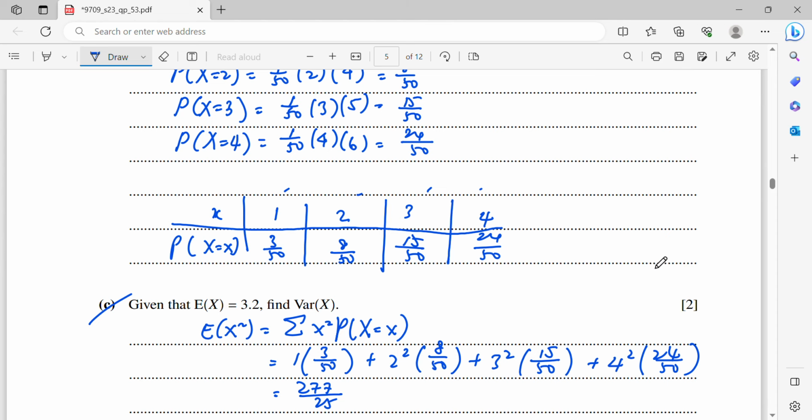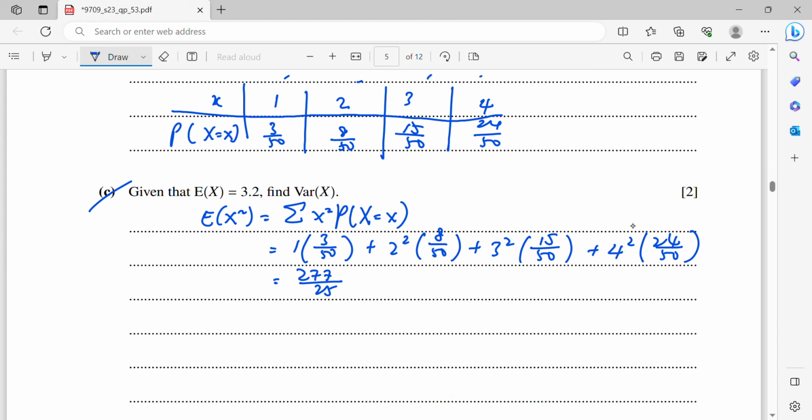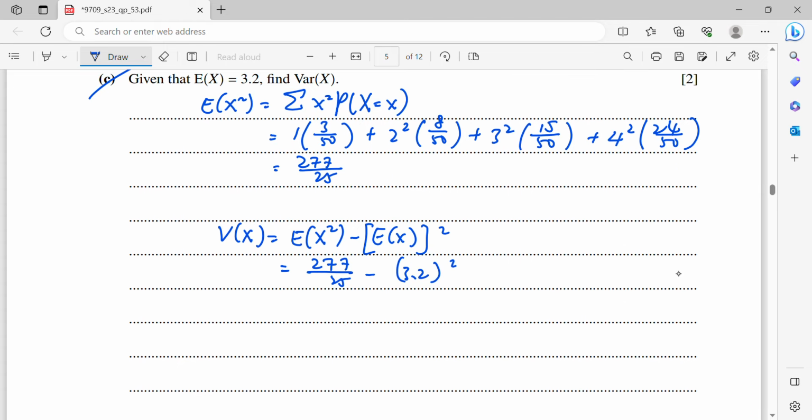Then now we can find the variance X. So the variance X is basically E(X squared) minus the square of the mean, which is 277 over 25 minus the mean, which is 3.2, then you square it. And then at last you will get the answer. So I will leave my answer in fraction, which is 21 over 25. Alright, so that's the solution for this question.